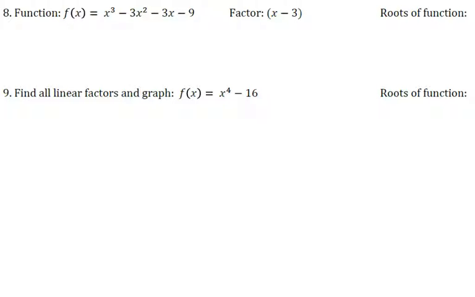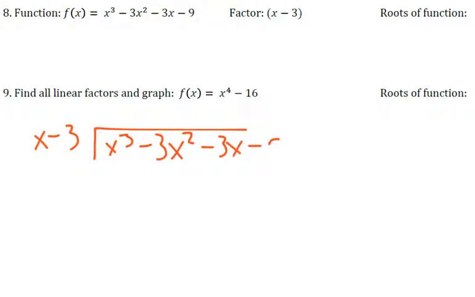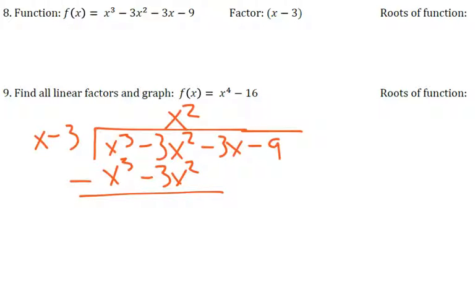Okay? So, number 8, how would we deal with that one? Well, we take a look at it and we go, same thing we've been doing. X minus 3 divided into x cubed minus 3x squared minus 3x minus 9. Times it by x squared, because x squared times x gives us x cubed. X squared times -3 is -3x squared. Subtract, -3 minus -3, that's like the plus. So -3 plus 3 gives us 0x squared.